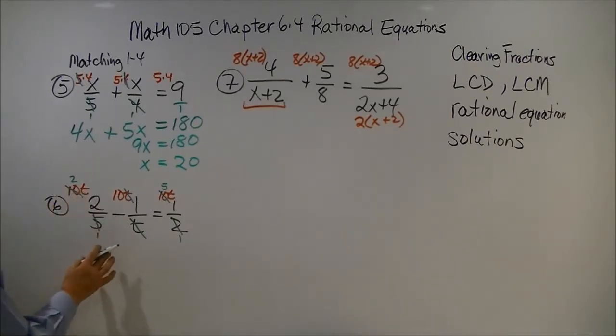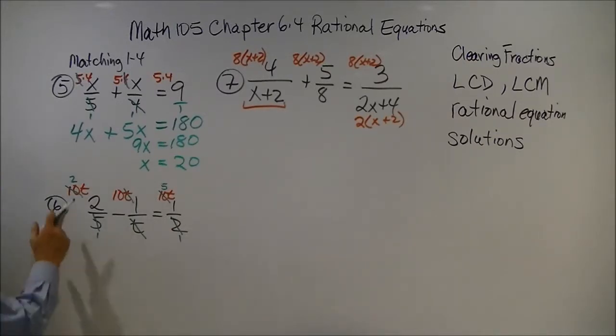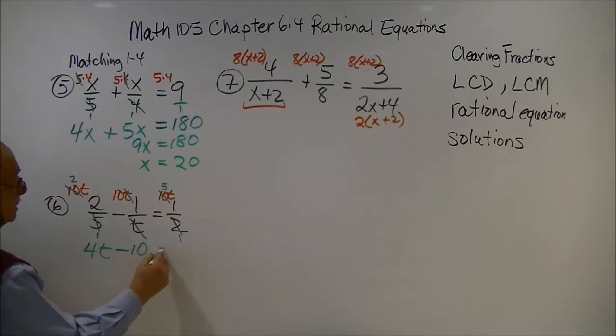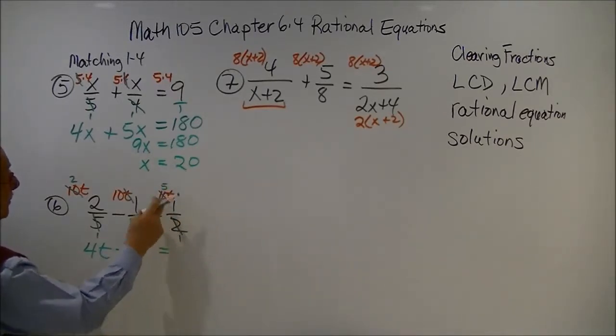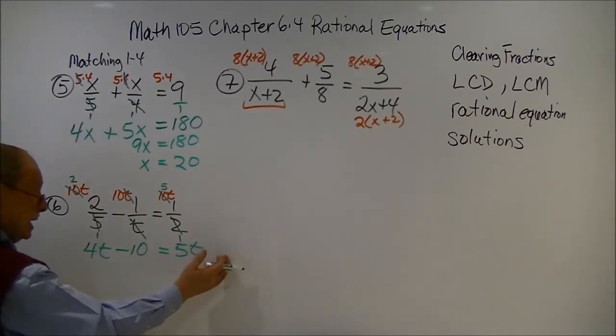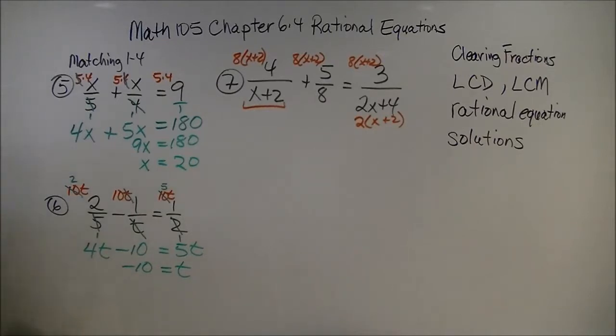And let's do this. So we've got rid of all the fractions by multiplying every term by the lowest common denominator. So now we have 2t times 2. That's going to give me 4t. Now notice we have a minus there. So this is a minus 10. And here we have a 5t. Now we want our t's to be positive if we can. So we're going to transpose the 4t to this side. Becomes a negative 4t. So this leaves me with just t equals negative 10. So both of those were pretty easy.